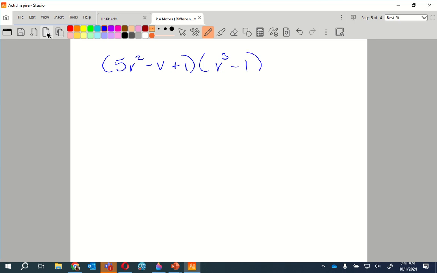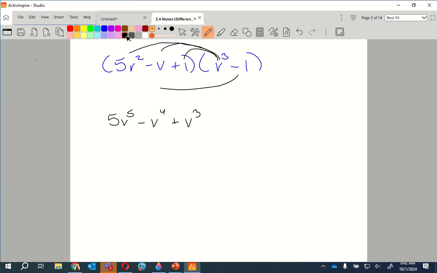Okay, so this one's going to look kind of funky. I'm going to distribute backwards because I have a binomial at the end. So I'm going to distribute the binomial into the trinomial. Going here, I get 5v to the fifth minus v to the fourth, and that's going to be plus v cubed.